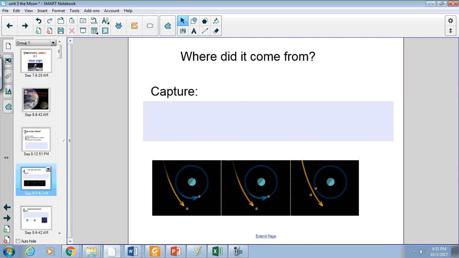So, where did it come from? There are a few competing hypotheses on how the moon developed. I'm going to go through some of the top ones, and then I'm going to go through the one that's mostly accepted by the scientific community. So the first one is known as the capture method.